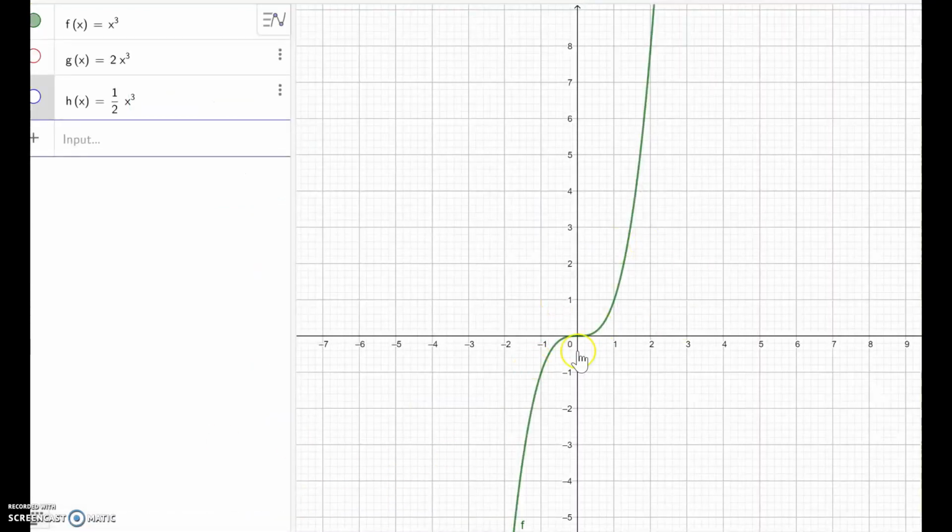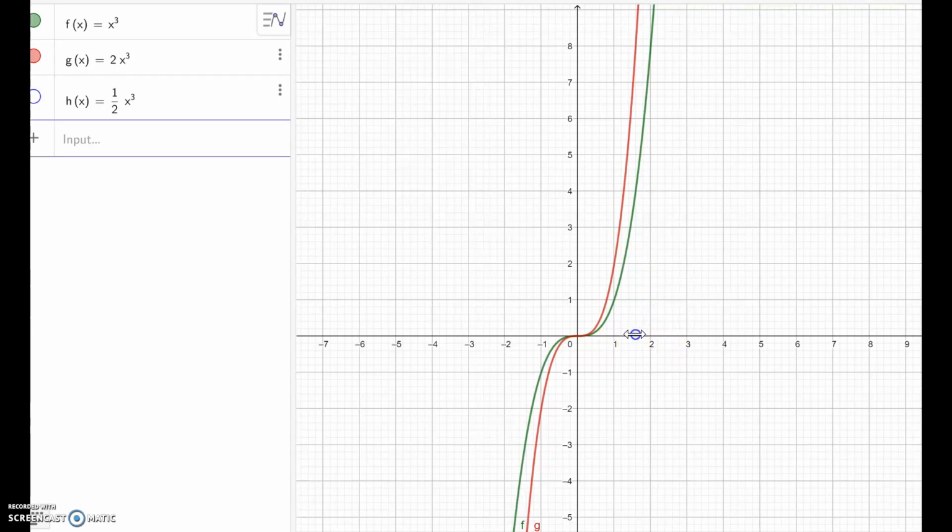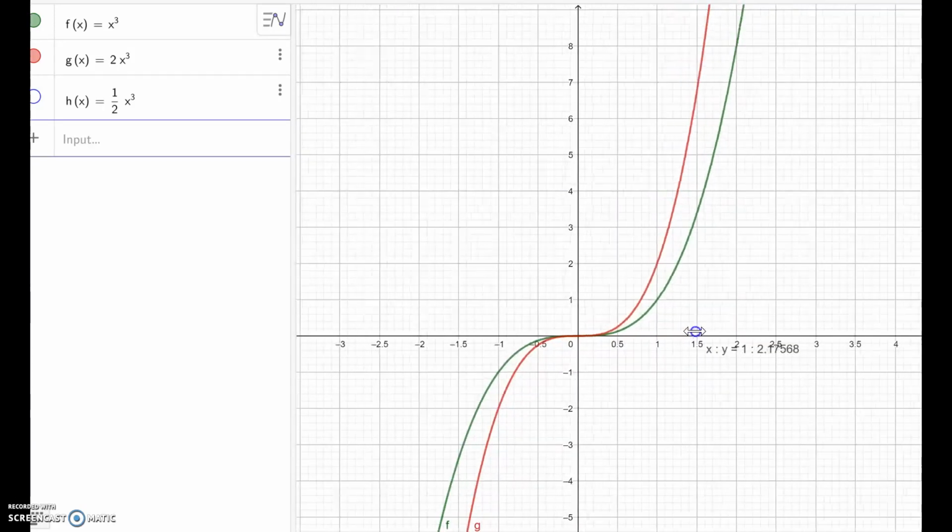So this green line is f(x) equal to x cubed graph here. Now I'm going to turn on the 2x cubed function here. Then what's going to happen? So the red one is the 2x cubed function, and then let's zoom in so we can see a little more detail how it differs here. Okay, do you see what the difference is here?